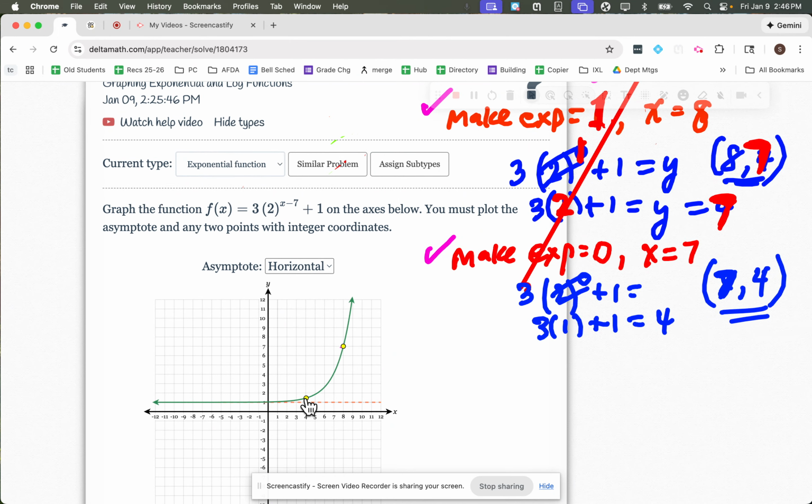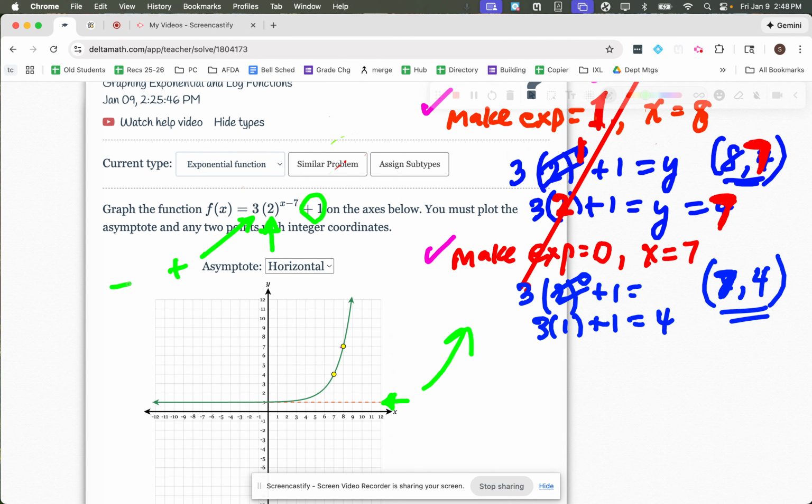So let's drag this to x equals 7, y is 4. And the things that I would check before hitting submit are real simple checks. First of all, is it growing? Because your growth factor is 2, it's greater than 1, so yes, it should be growing. Make sure that you've got the horizontal asymptote placed in the right place as a positive 1. And then lastly, this 3, since it's positive, it's not going to reflect.